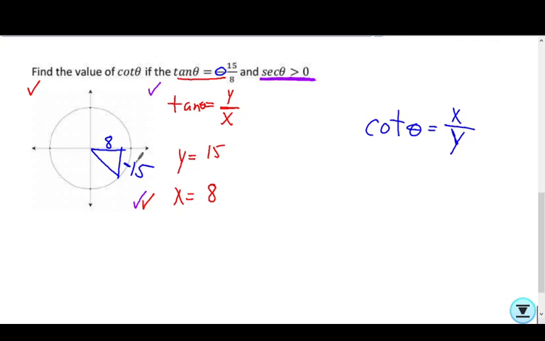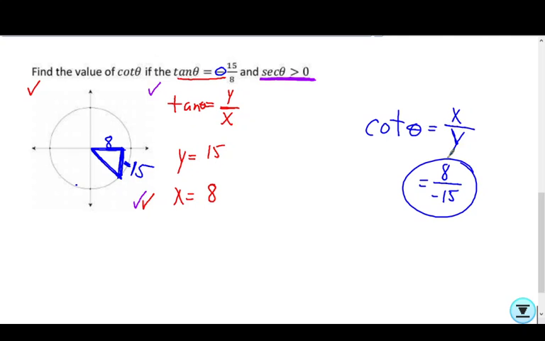Since I'm in the fourth quadrant, my y value is then negative. Okay? So we need both pieces of information to figure out where this triangle is so that we can figure out which one of these two was negative. So that means my answer over here, cotangent is x over y, which means x is 8 and y is negative 15. And that is my answer.